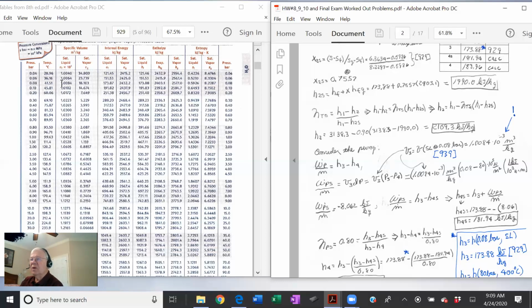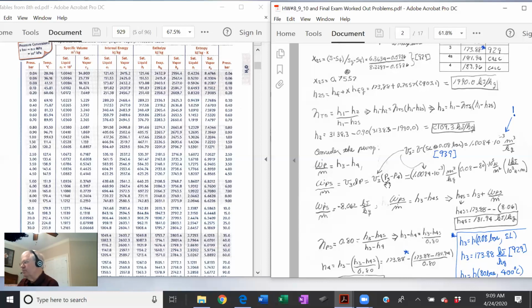Here's the specific volume, 1.0084, but they show it with a 10 to the positive 3. What they're saying is, if you take the specific volume and multiply it by 10 to the 3, you get this. So that means the table value should be 1.0084 times 10 to the minus 3. If you don't get that, just put in a 10 to the minus 3, but be sure you pick that up. So there's the specific volume in cubic meters per kilogram.